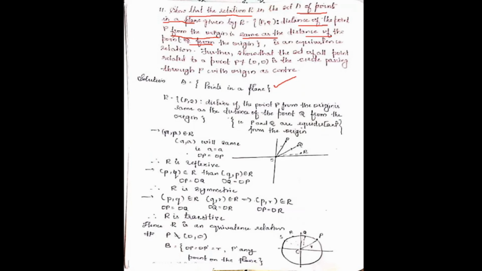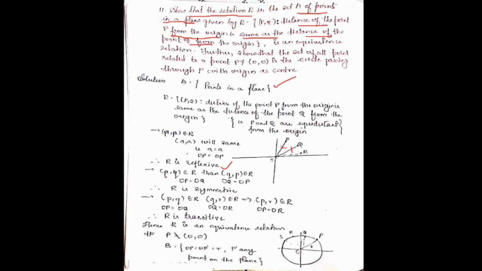Next we have R. R is the relation where the distance of point P from the origin is the same as the distance of point Q from the origin. Don't think much. Points P and Q are equidistant from the origin. If this is the origin, then P and Q are at equal distance. Is it clear? Equidistance. So if you take (P, P) belongs to R, (A, A) will be the same. That is, OP is equal to OP, with itself, we are relating it to itself. So R is reflexive.